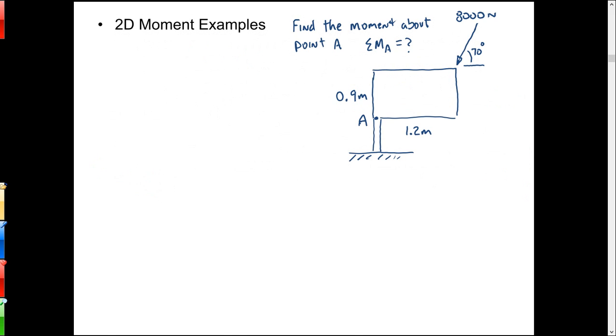All right, and I don't know if I have these down. They're pretty simple little sketches, so I don't think I put these in your notes. You just got blanks. So just put them down somewhere. Let's find the moment about point A. So what's the moment about point A caused by this force?